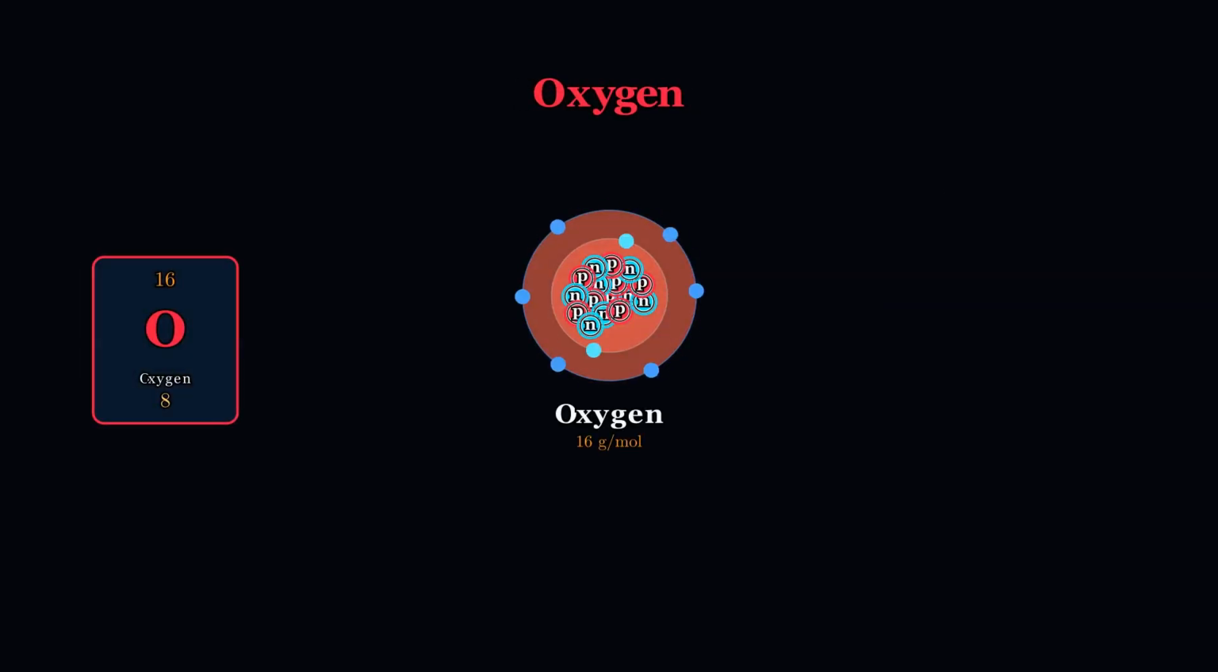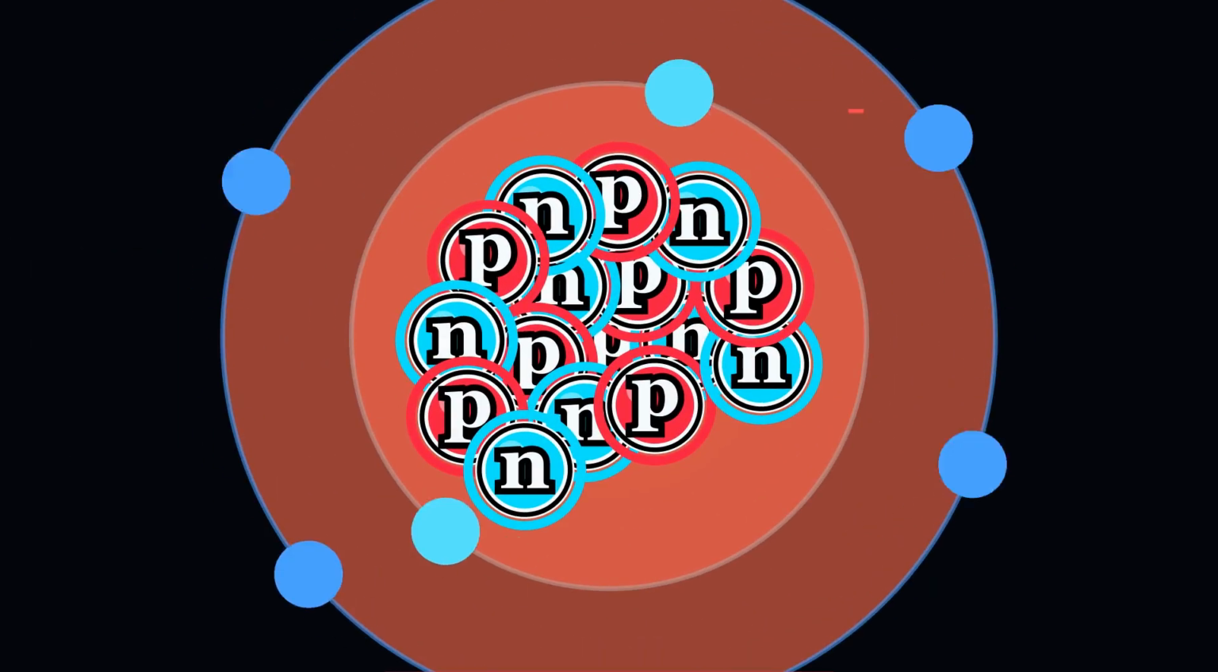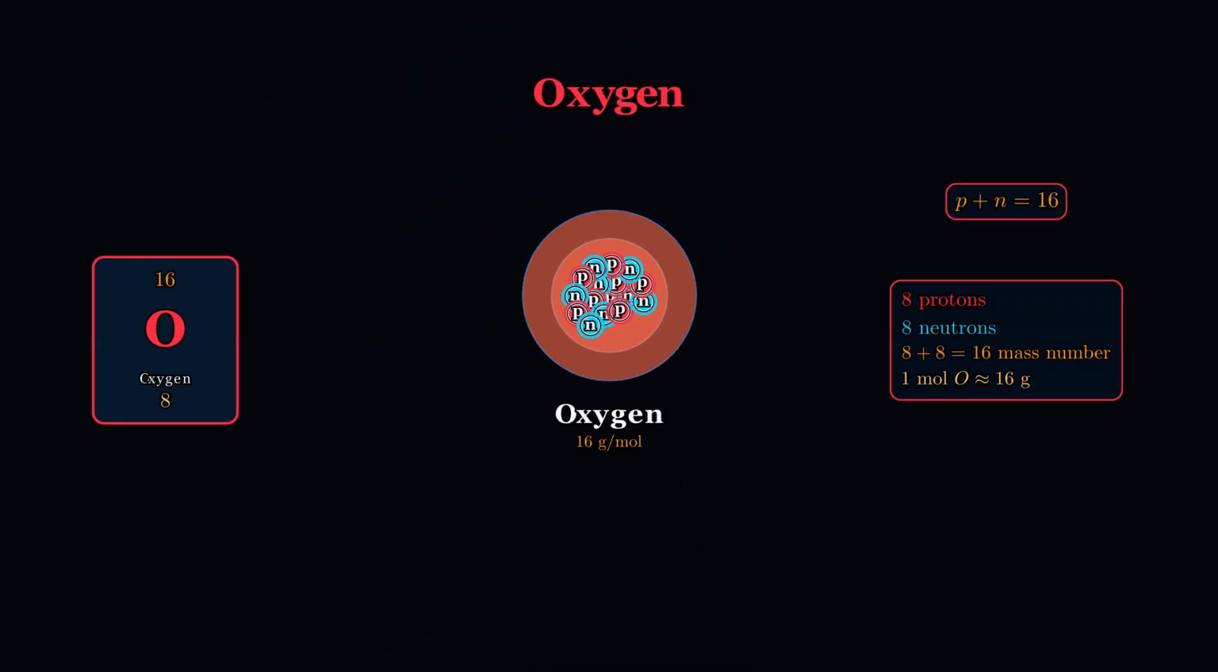Oxygen has 8 protons and 8 neutrons. 8 plus 8 gives 16, so 1 mole of oxygen atoms has a mass of about 16 grams.